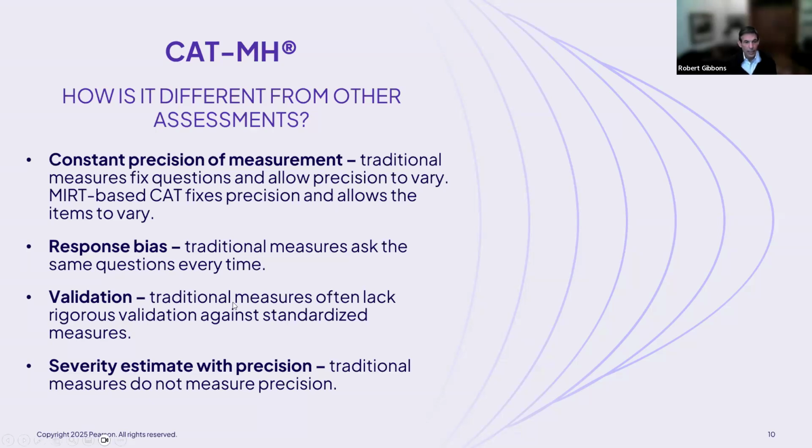And in addition, we have, as I mentioned before, a severity estimate in addition to precision or the uncertainty in measurement. Traditional measures do not measure precision. We have no idea if that magical cut point of 10 on the PHQ-9 for real depression versus not has an uncertainty of 1 point, 2 points, or 3 points. Here we know exactly what the uncertainty is, and it allows us to do measurement-based care and be able to assess change.